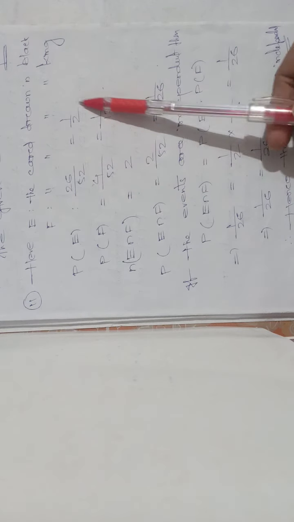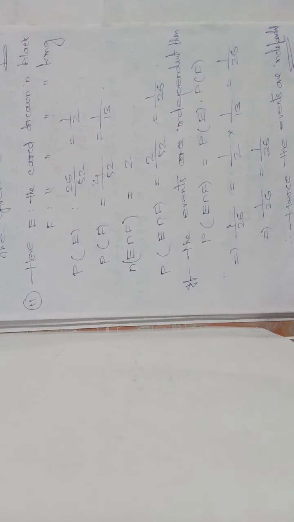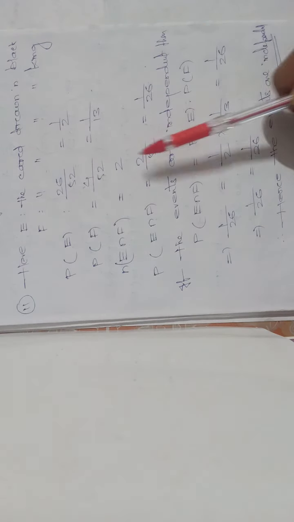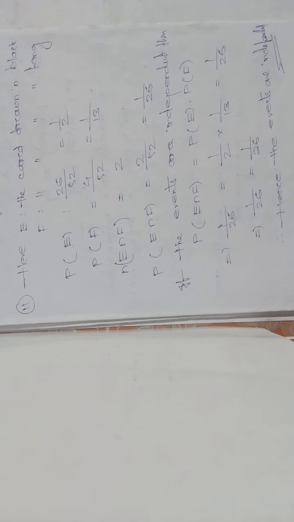E is the event that the card drawn is black, and F is the event that the card drawn is a king. Now when the card drawn is black, the probability of this event will be 26/52, which is 1/2. And when the card drawn is a king, there are 4 kings, so 4/52 is 1/13. The number of elements in E intersection F is 2, because there are 2 black kings. So the probability of E intersection F will be 2/52, which is 1/26.